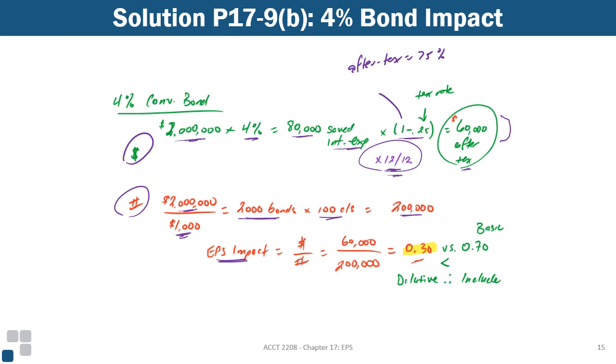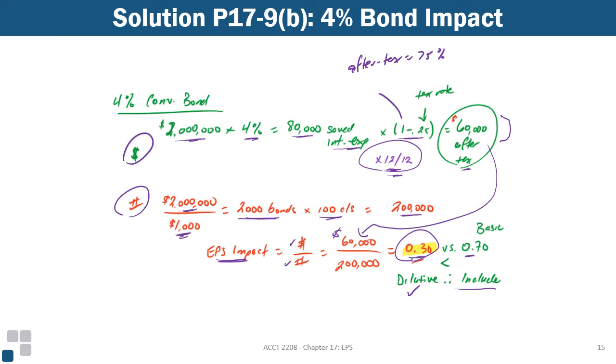So the individual impact of converting the 4% bonds takes the earnings impact over the number of shares: $60,000, which is here, divided by 200,000 shares is 30 cents. And then we compare that 30-cent individual impact versus the 70 cent basic EPS to determine if it's dilutive or not. Because the individual impact of 30 cents is less than the basic EPS, it is dilutive, and therefore we will have to include it in our overall dilutive EPS calculations.